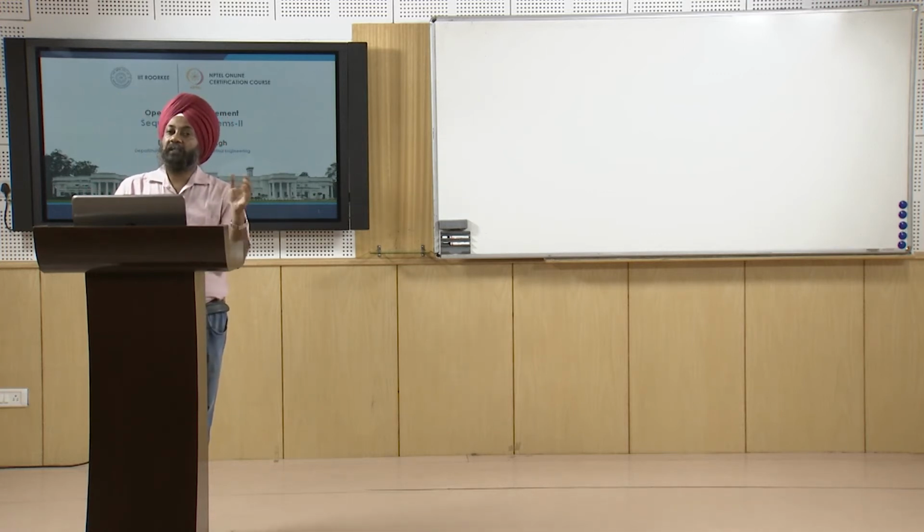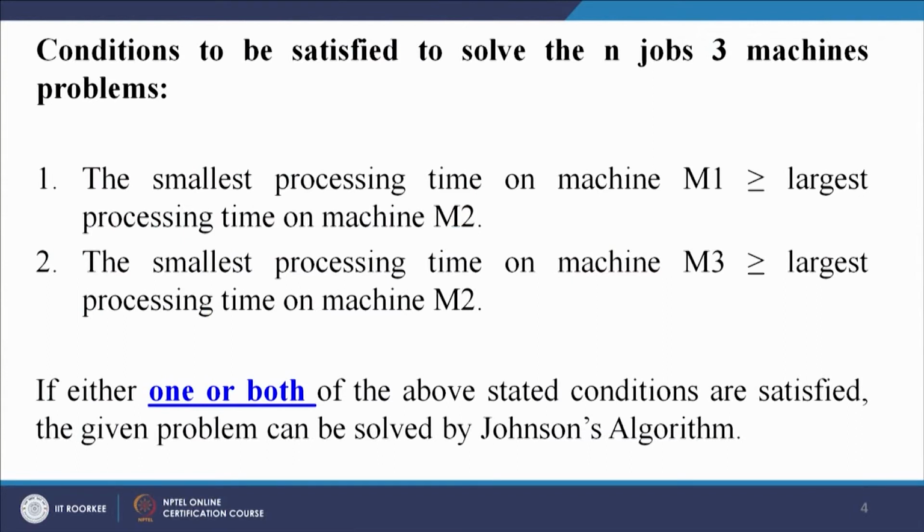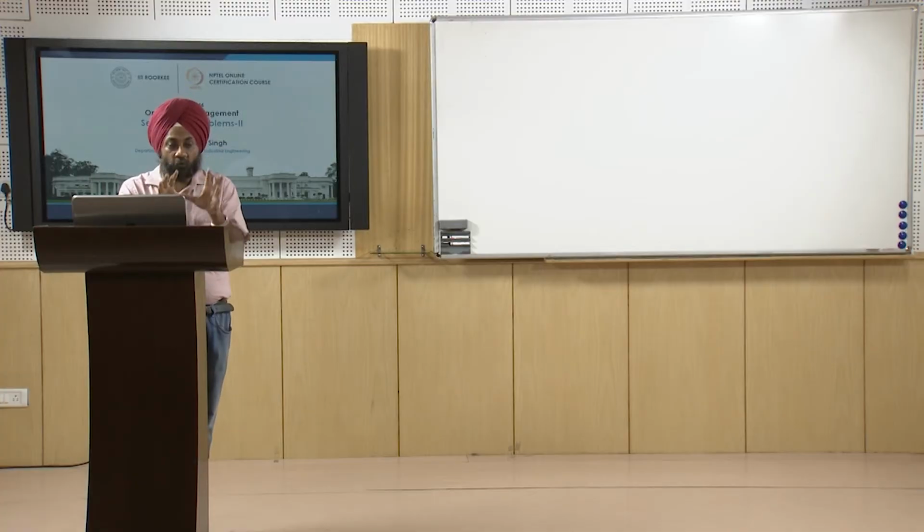So suppose that is for job D. For job D, the largest processing time among the various jobs on machine 2, job D requires the largest processing time. So here, as per our first condition, the shortest time required on machine 1 for any job must be greater than or equal to the largest processing time required for any job on machine 2. We will try to see this with the help of an example also.